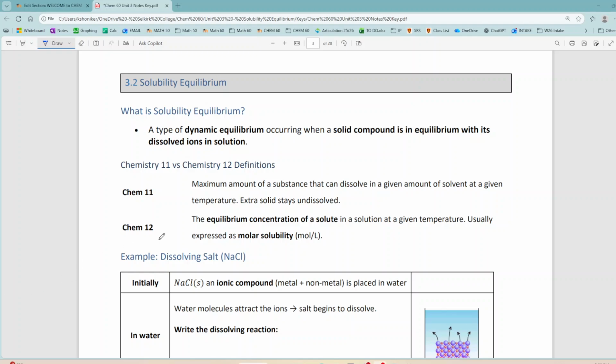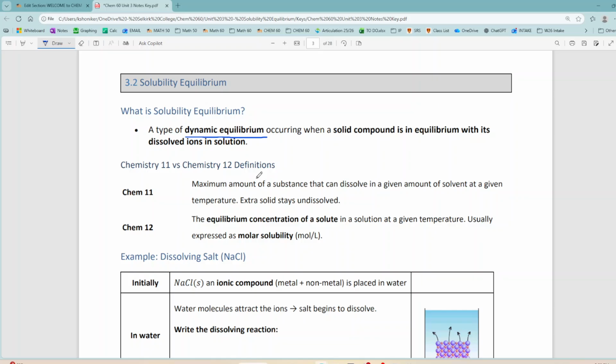All right, so topic number 2, so 3.2, is about solubility. So we're still going to be talking about dissolving ions in solution, but solubility equilibrium. So what is solubility equilibrium? Well, it's a type of dynamic equilibrium, meaning that there is still movement occurring when a solid compound is in equilibrium with its dissolved ions in solution.